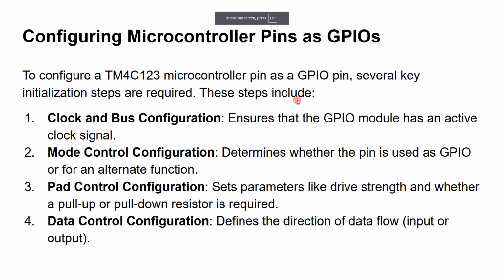Now coming to configuring the microcontroller pins as general purpose input output, these are the steps involved. Clock and bus configuration, wherein we ensure that we have an active clock signal. Then mode control configuration, which determines whether the pin is used as a GPIO or as an alternate function. Then pad control configuration, to set the drive strength and whether we require a pull up or a pull down resistor. And then data control configuration, to define the direction of the data flow, whether you want input or output.